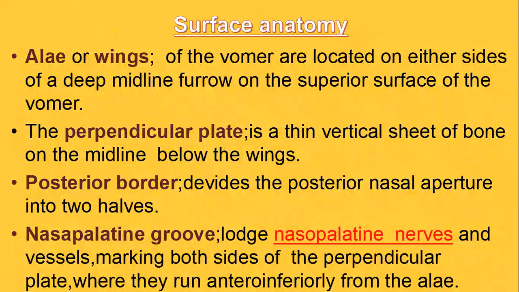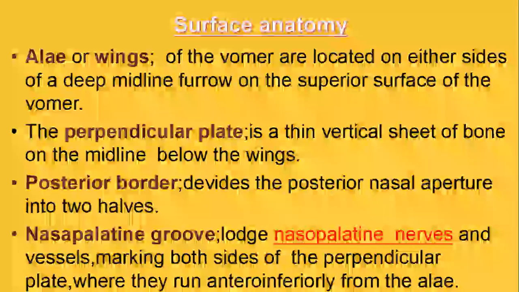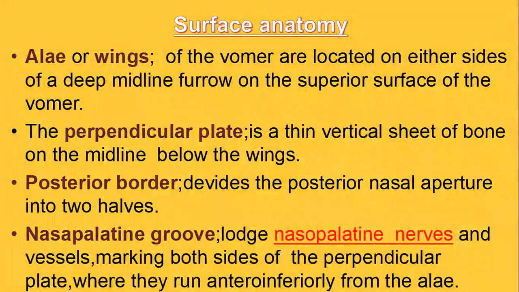The alae, or wings, of the vomer are located on either side of a deep midline furrow on the superior surface of the vomer. Then the perpendicular plate is a thin vertical sheet of bone on the midline below the wings. The posterior border divides the posterior nasal aperture into two halves. Then we have the nasopalatine groove, which is a marking on both sides of the perpendicular plate for the nasopalatine nerves and vessels, where they run anterior-inferiorly from the alae. So the nasopalatine groove lodges these nasopalatine nerves and vessels.